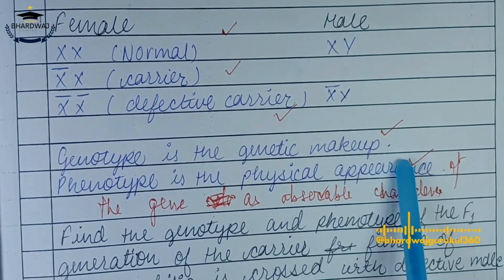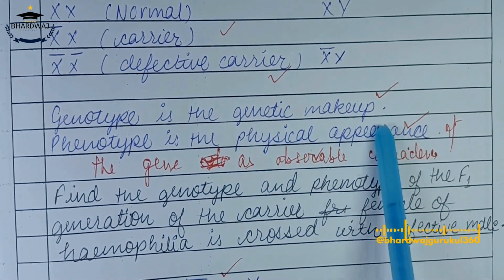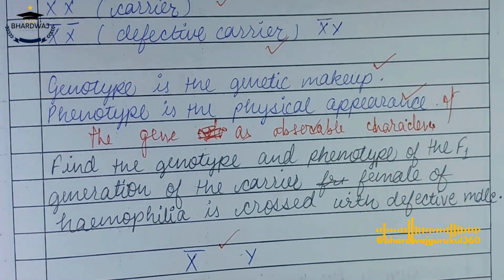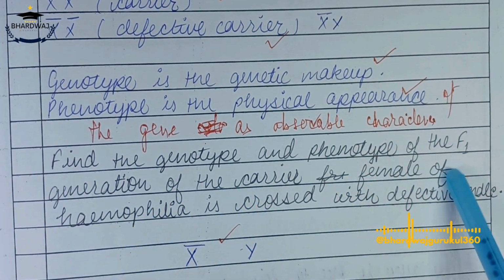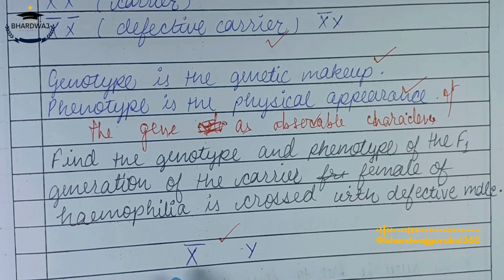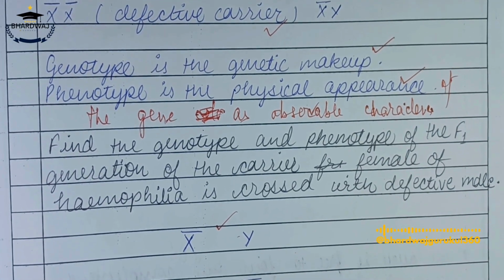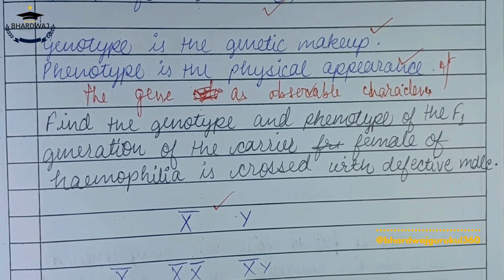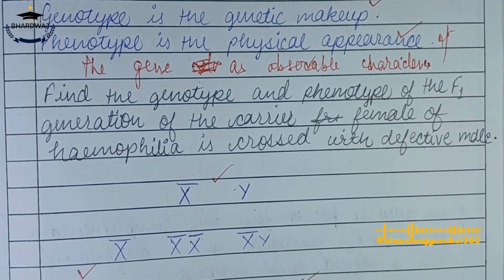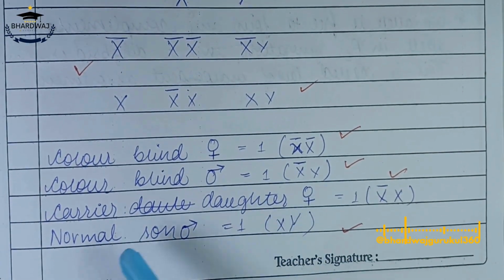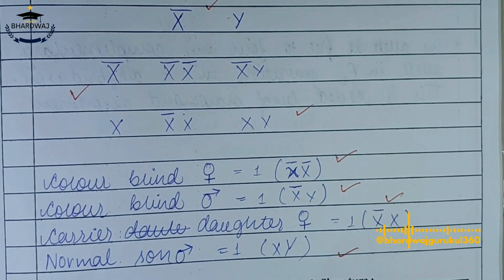Genotype is the genetic makeup and phenotype is the physical appearance. Find the genotype and the phenotype of the F1 generation if a carrier female of hemophilia is crossed with a defective male. So here we cross a carrier female with a defective male, so we will get a colorblind daughter 1 and a colorblind son 1, carrier daughter 1 and a normal son 1.